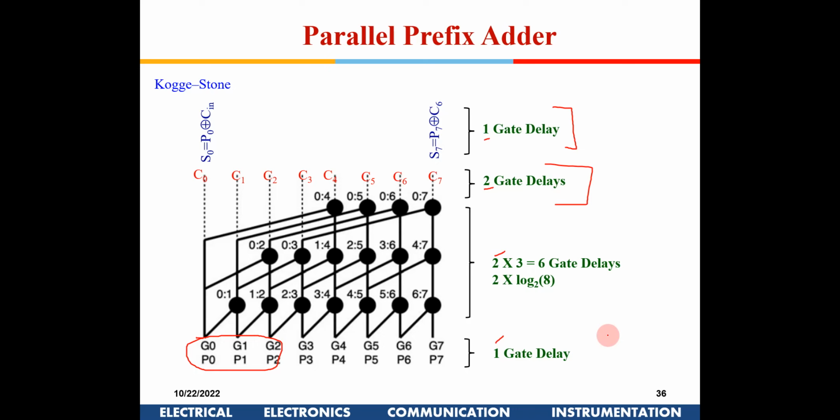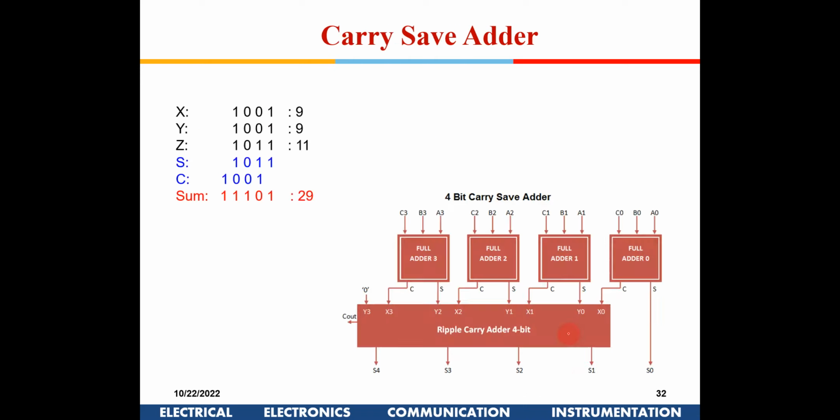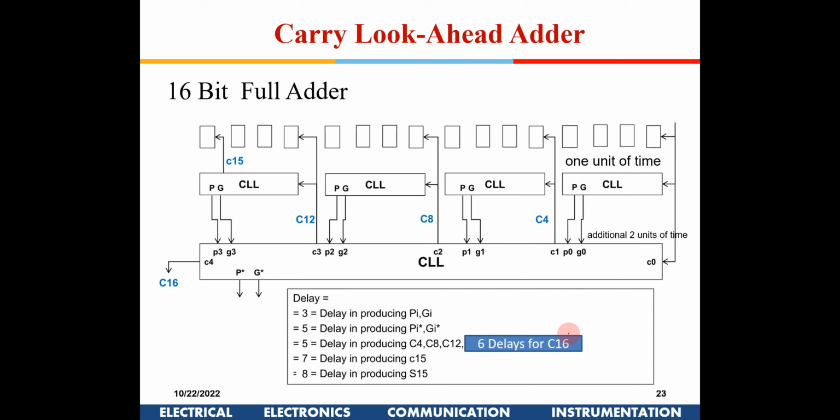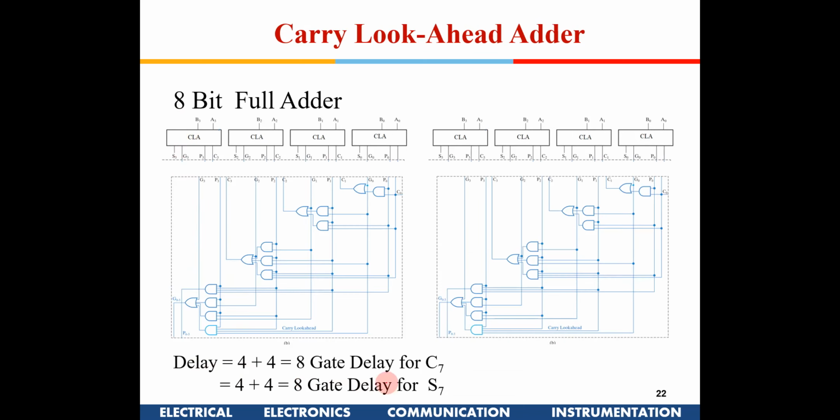So how much will it take if we implement the entire 8-bit adder using carry look ahead? Total gate delay is 1 plus 6 gate delays. I am talking about the conventional carry look ahead method. For the carry look ahead adder, for 8 bits, it was 8 only.